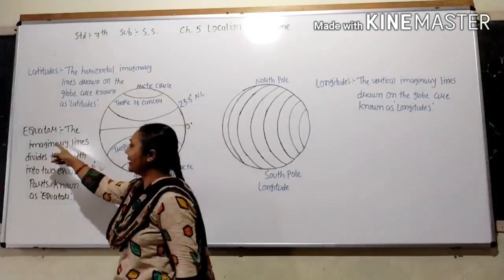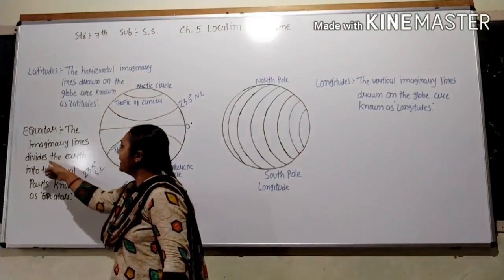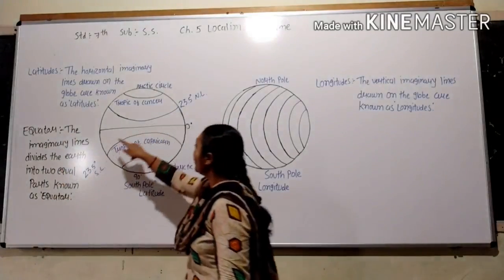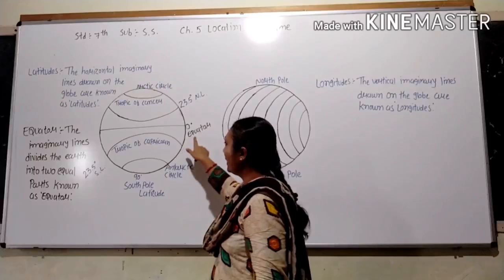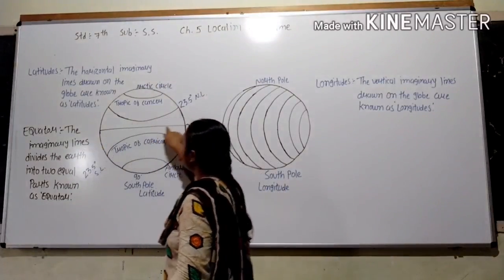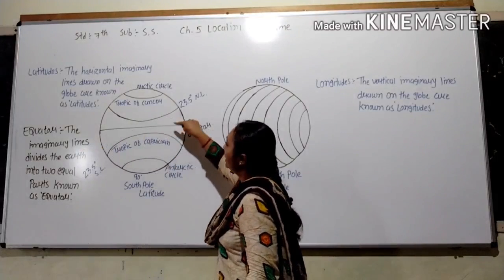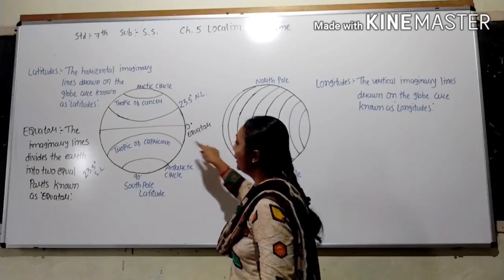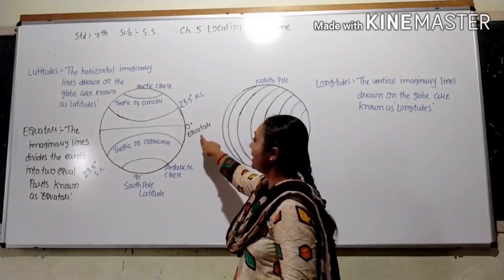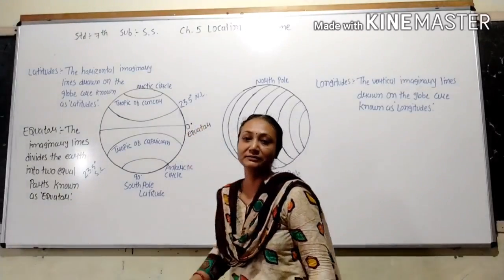And what is the equator? The imaginary line that divides the earth into two equal parts is known as the equator. So here we can see this one called the equator. This is an imaginary line that divides the earth, the north part and the south part, into two equal parts. That one line is known as the equator.